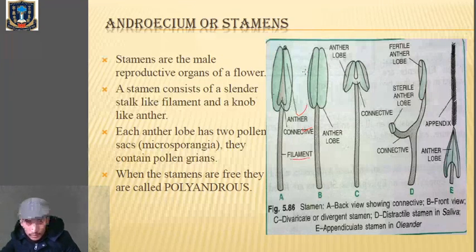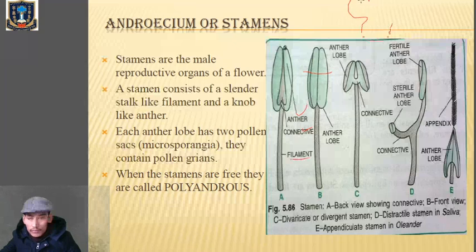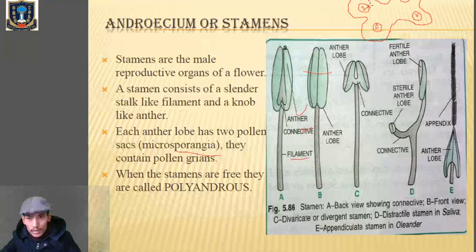When we cut the anther, then within the anther we will find the presence of anther sacs. Within this part we will find the presence of pollen sacs like this. So these pollen sacs are also called microsporangia, and within these pollen sacs we will see the presence of pollen grains. Clear? So these are the pollen sacs, 1, 2, 3, 4.